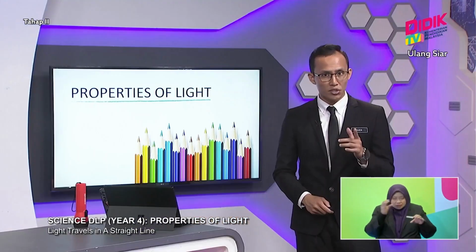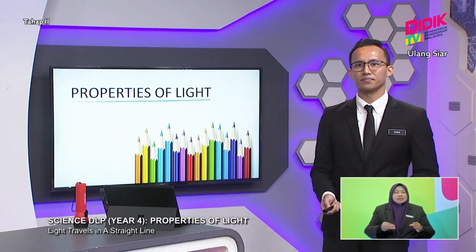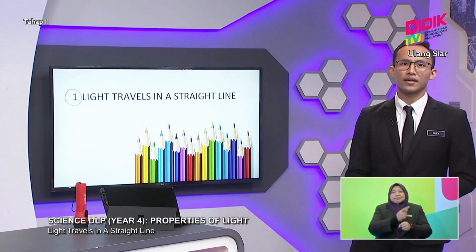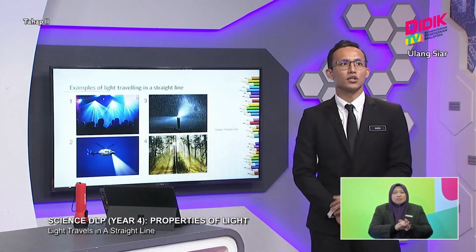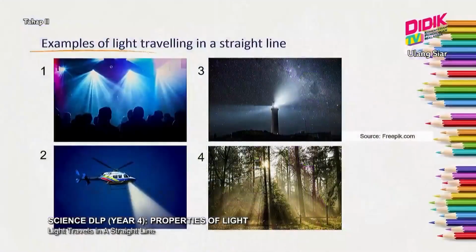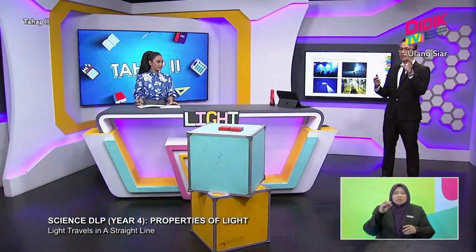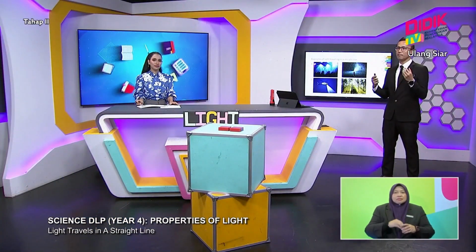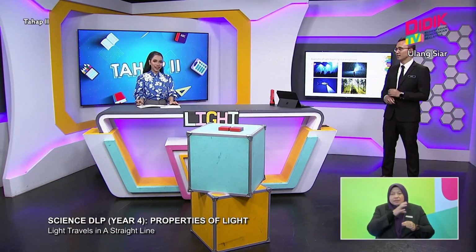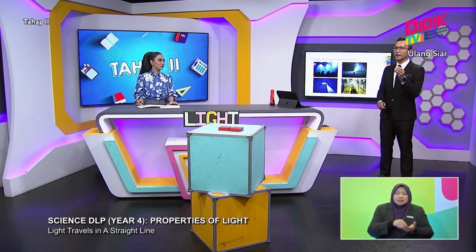For now, we're going to go into the first property of light, which is light travels in a straight line. These are some examples of light travels in a straight line. The first example shows a picture of a concert. In a concert, usually the atmosphere is very dark and dim. So when light is shone upon the floor, it gives a different feel to the whole concert. It also helps us to focus on the main singer and the dancers at the moment. This is how light helps during a concert.